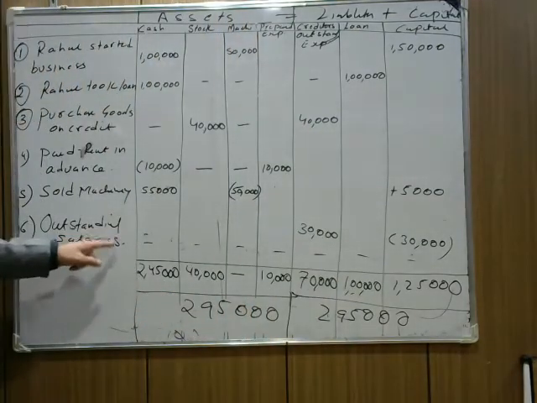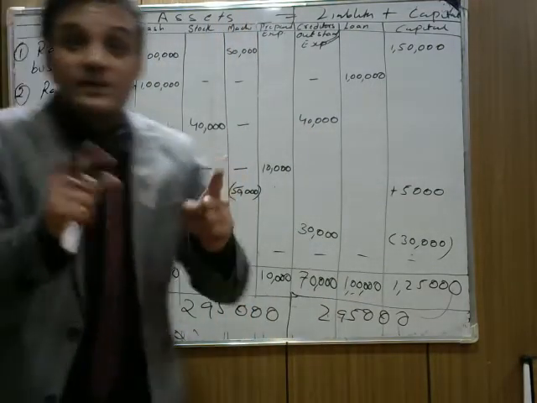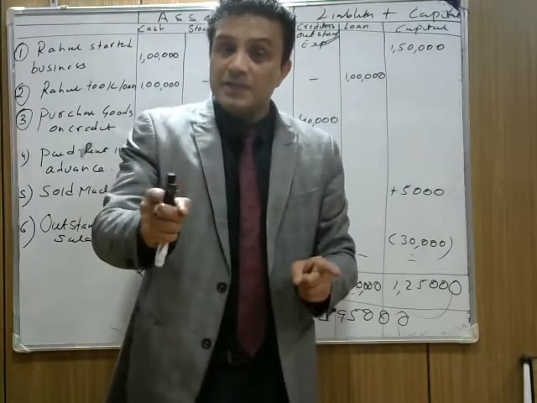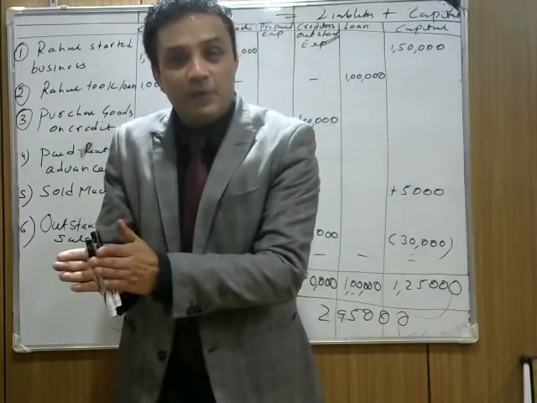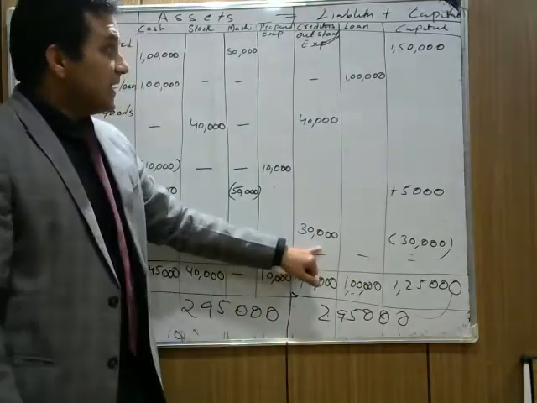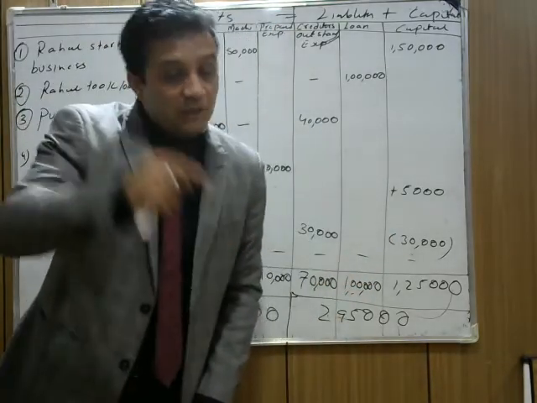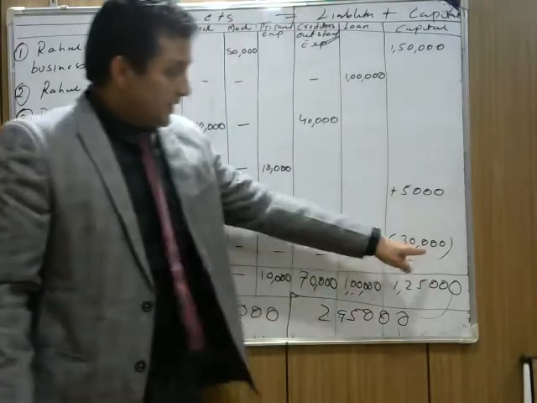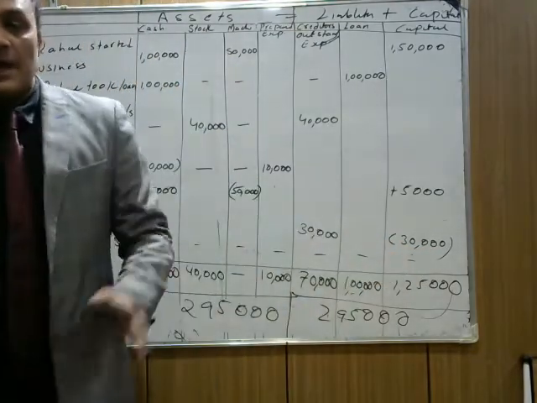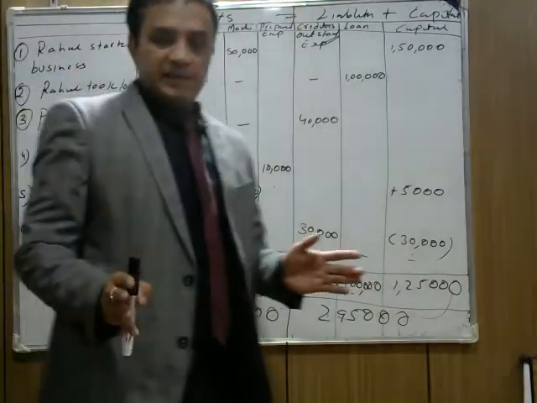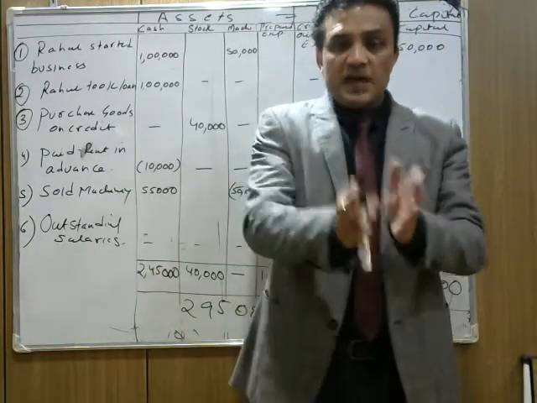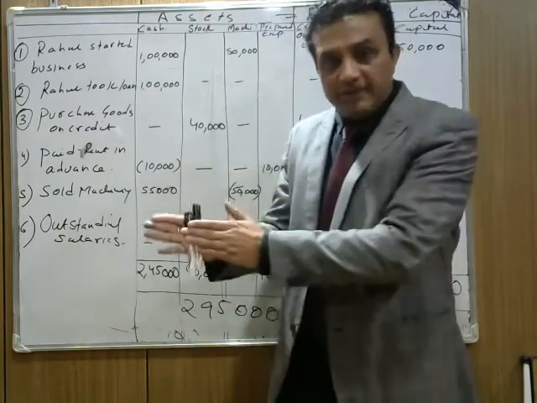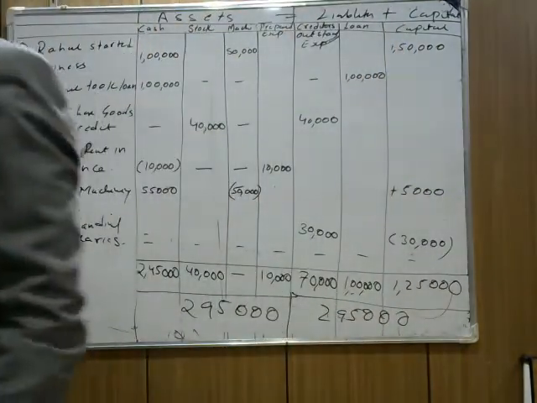Next thing is outstanding salaries. Now this transaction, salary you have to pay, but you have not paid yet. It's a liability for you. So your liability increases, but it's an expense also because you have to pay in the near future. So it decreases the capital. This is how the transaction affects. I hope this question is clear. Understand which transaction will affect assets, liabilities and capital. Note down.